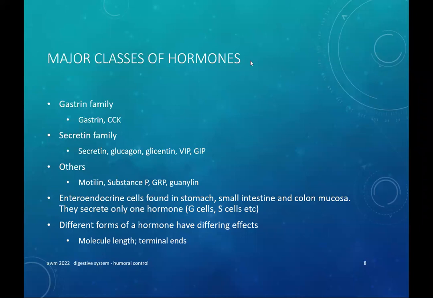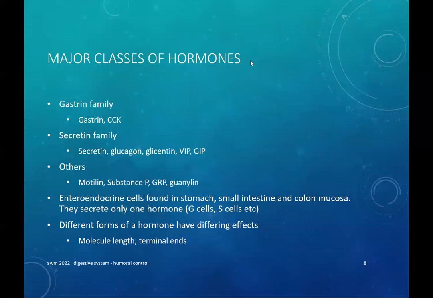Then you have the secretin family. So you have secretin, glucagon, glicentin, VIP, GIP. And then you have others which cannot be classified in the gastrin family or the secretin family. Substances like these are motilin, substance P, GRP, and guanylin. Now, the cells that produce these substances or peptides are called enteroendocrine cells. And as we said, they line the whole gut. So in the stomach you'll find them, and in the small intestine, in the mucosa.